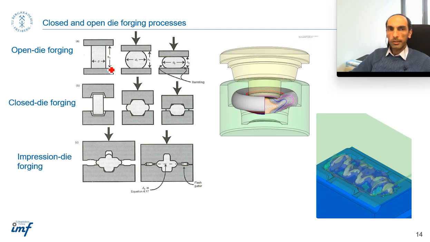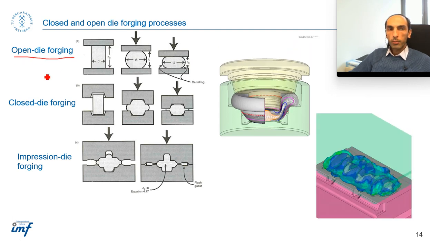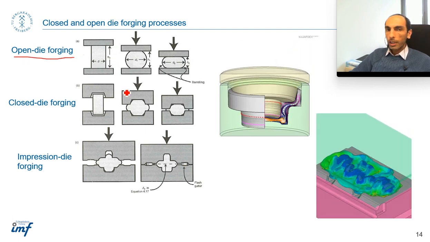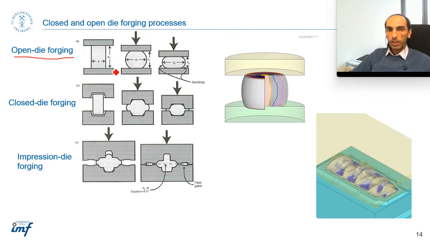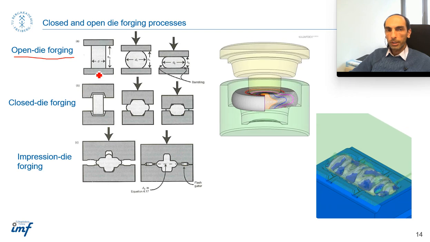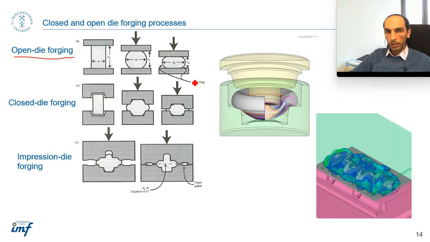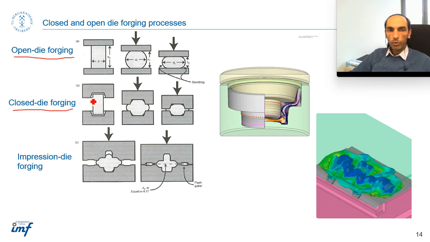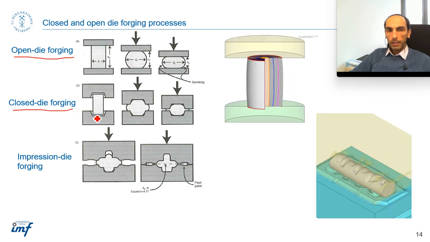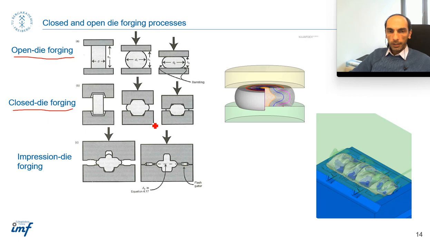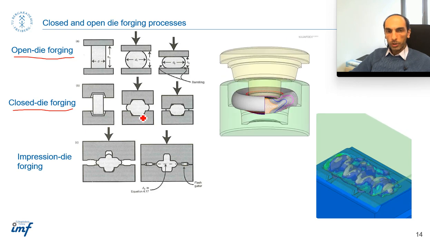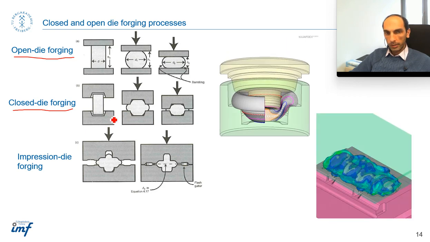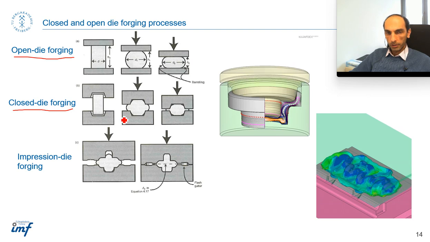As you can see, the name shows that in open die forging, you do not have to design a die. The deformation is carried out between two simple dies. It's like upsetting, as you can see here. But in closed die forging, you should design the die, and more detail will be transferred to the final product during the forging process.